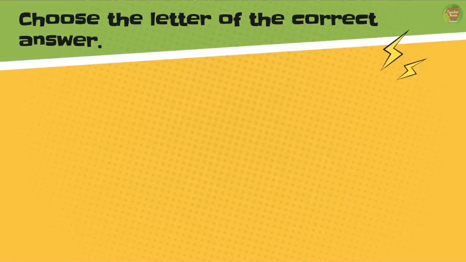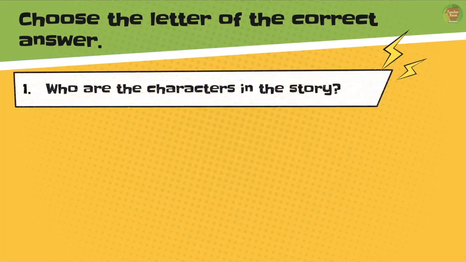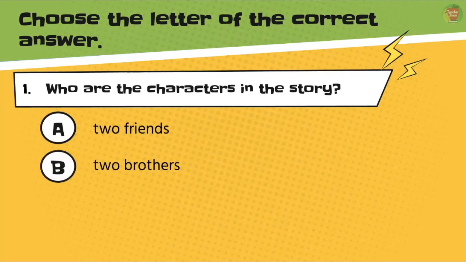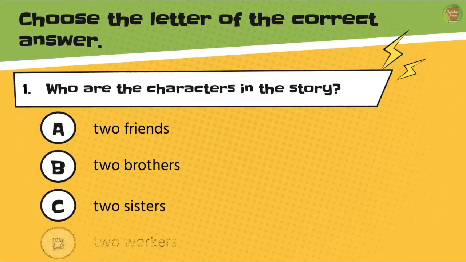Choose the letter of the correct answer. One. Who are the characters in the story? A. Two friends. B. Two brothers. C. Two sisters. D. Two workers.